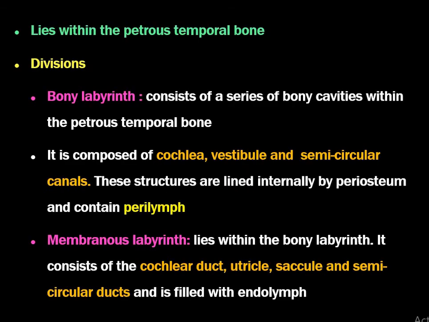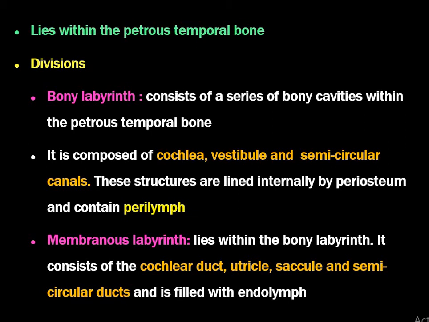Coming to inner ear. Inner ear lies within the petrous temporal bone. It is divided into bony labyrinth and the membranous labyrinth. The bony labyrinth consists of series of bony cavities within the petrous temporal bone. It is composed of cochlea, vestibule, and semicircular canals. These structures are lined internally by periosteum and contain perilymph.